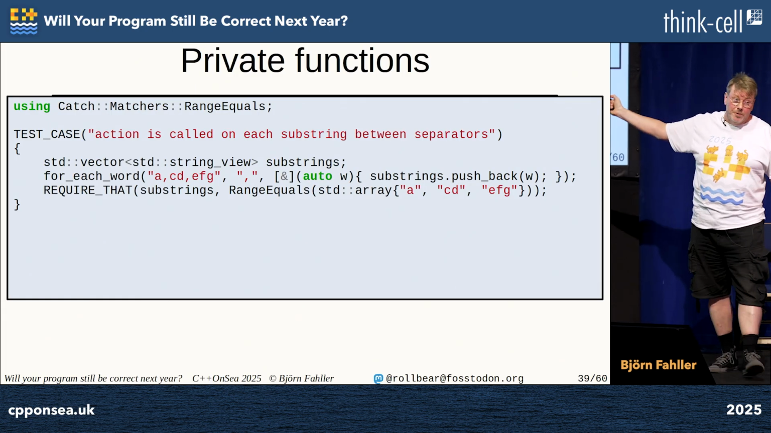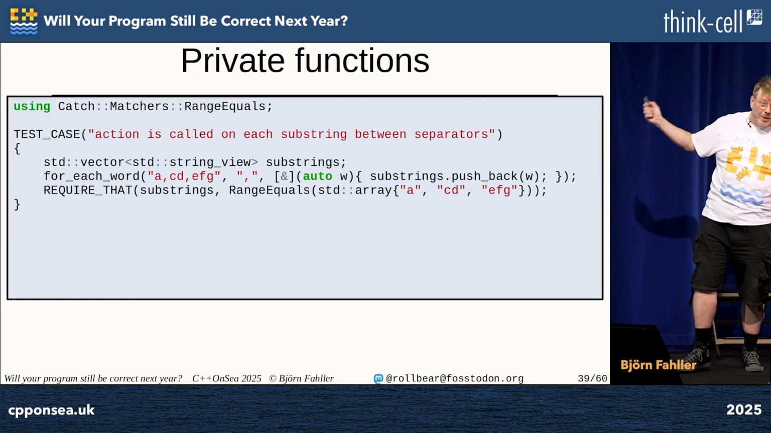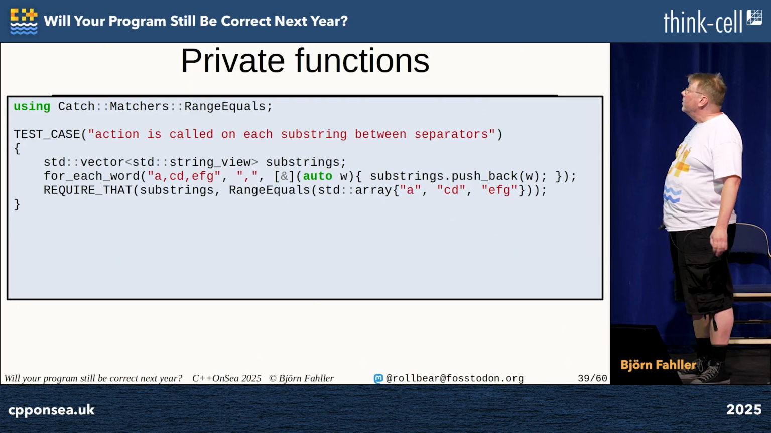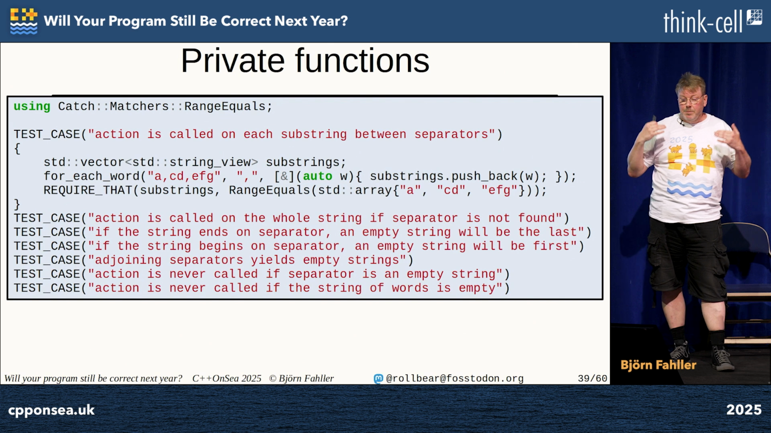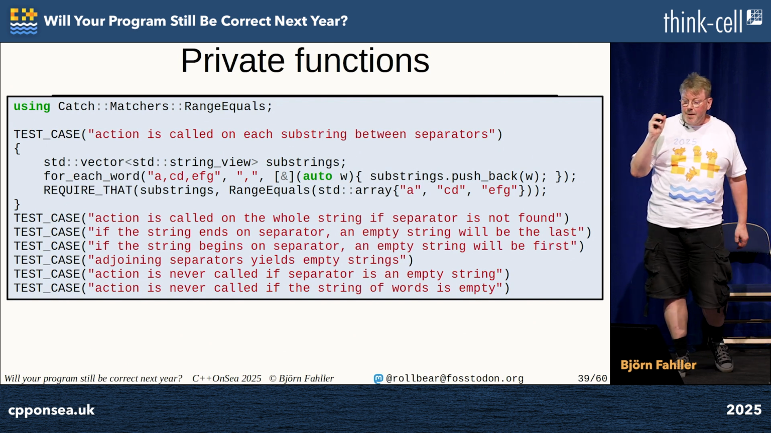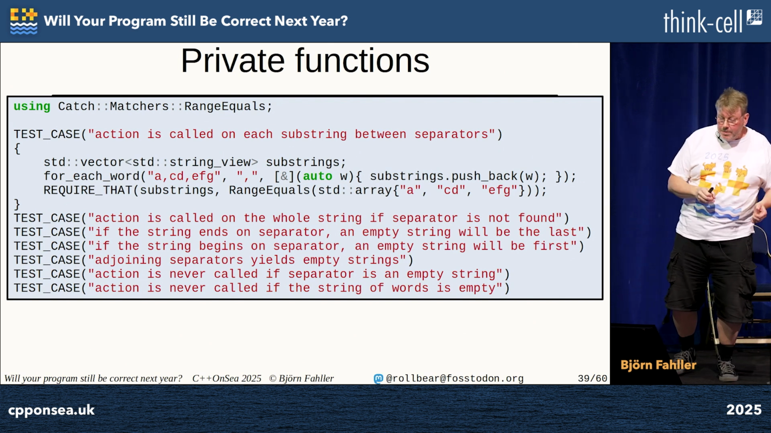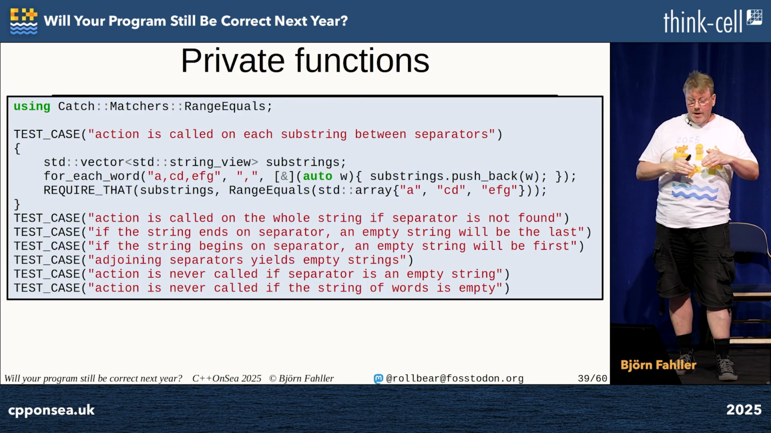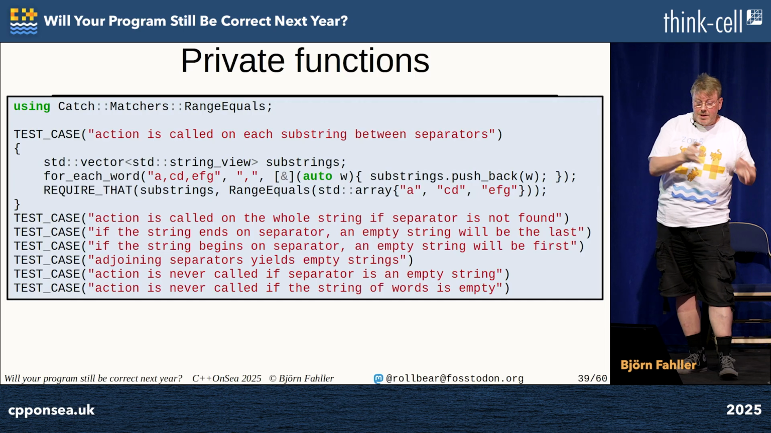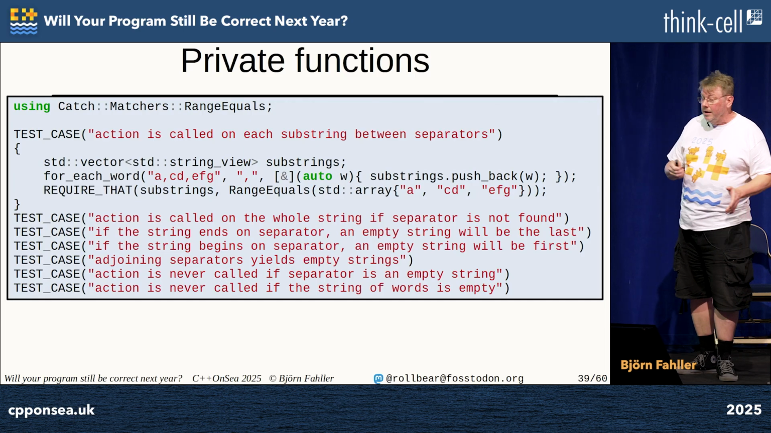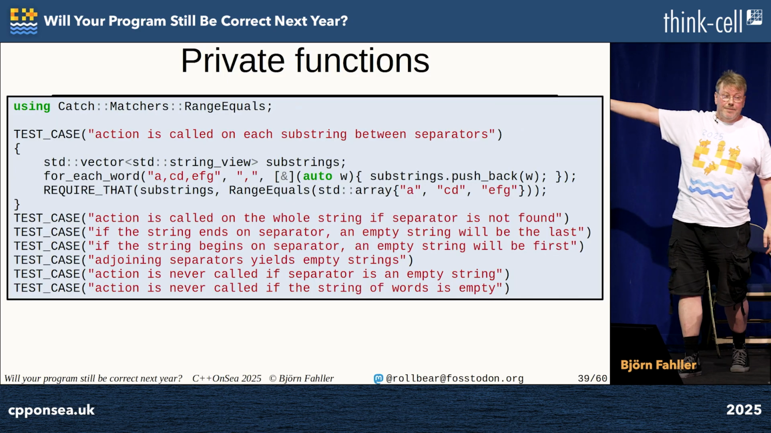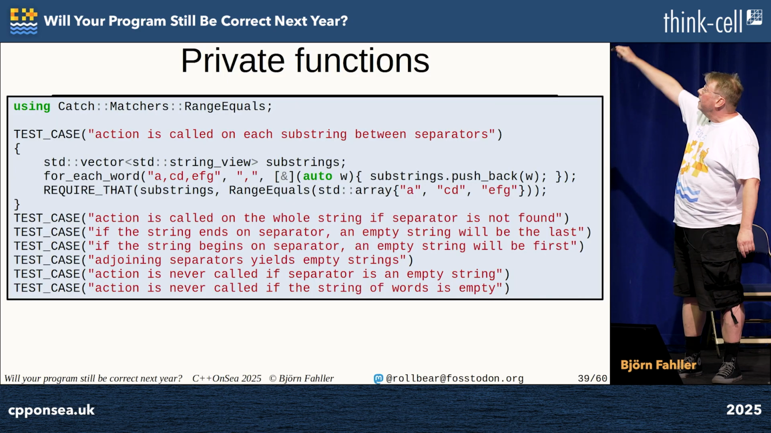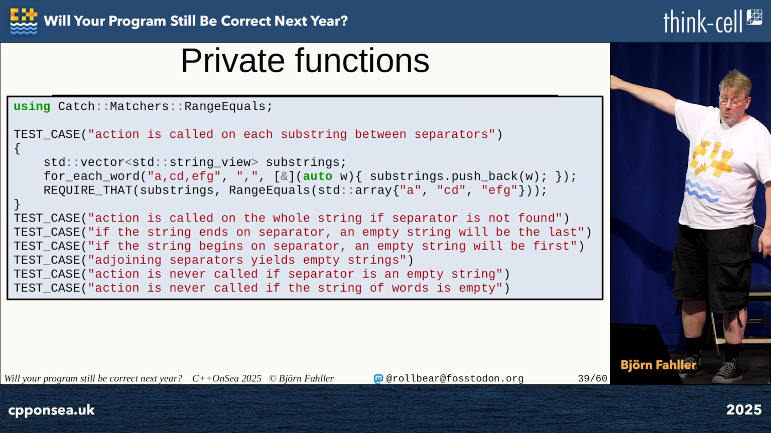Note range equals here, not unordered range equals, because here we actually really want the order. And then we add a bunch more. Action is called on the whole string if separator is not found. If the string ends on separator, an empty string will be the last. If string begins on separator, an empty string will be the first. Adjoining separators yield empty strings. Action is never called if separator is an empty string. Action is never called if the string of words is empty. All right. This is powerful, because anyone who has the function signature for this function template and just the names of these tests will know what to expect.